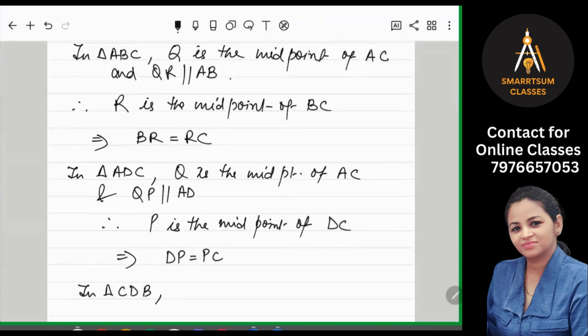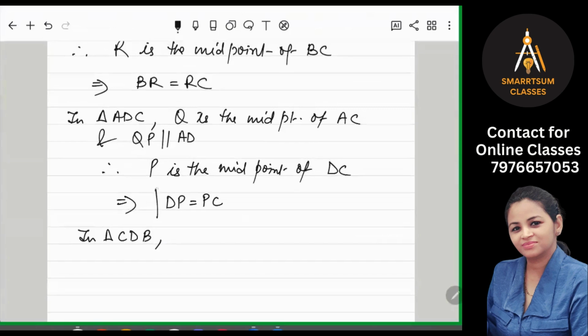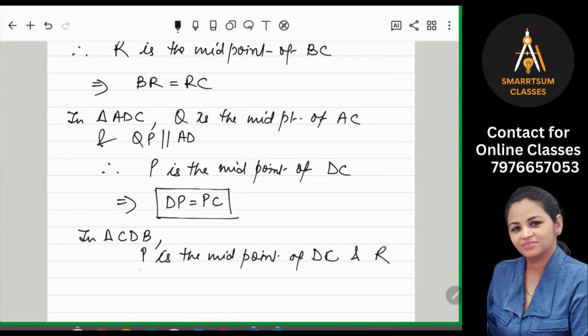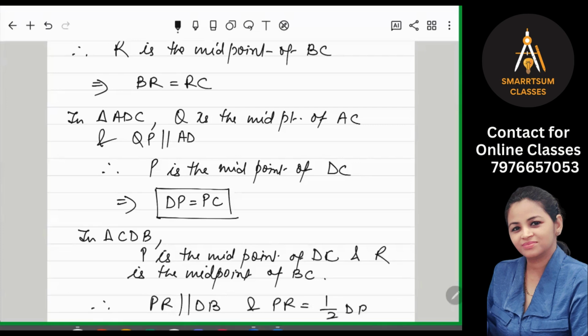So we have also proved this, right? So write down. This is the first part of the question which we have done. DP is equal to PC. Now in triangle CDB, P is the midpoint of DC and R is the midpoint of BC, right? So therefore, by midpoint theorem, we can say that PR is parallel to DB and PR will be half of DB, right?